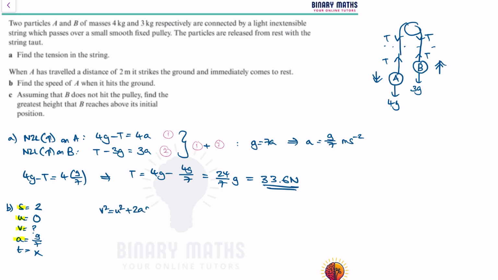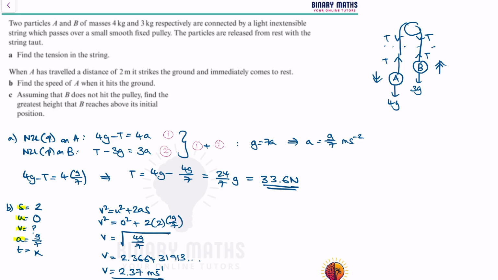So we've got S, U, V, and A, which means V squared is equal to U squared plus 2AS. So V squared is equal to 0 squared plus 2 times g over 7 times 2, which becomes 4g over 7, so V is equal to 2.366431913. So V will be equal to 2.37 meters per second to 2 decimal places.